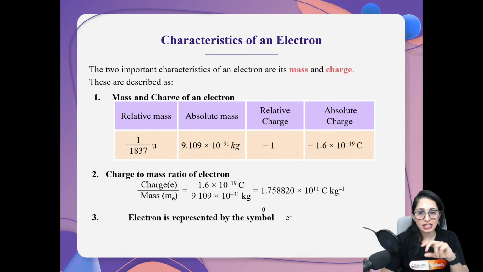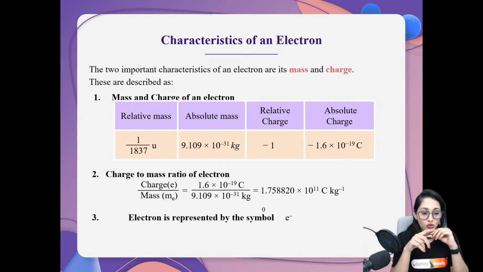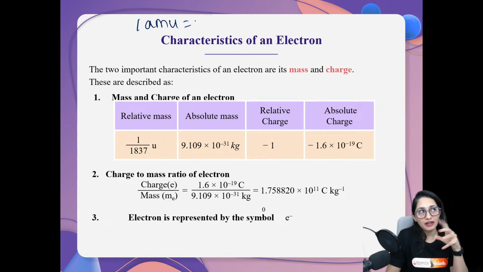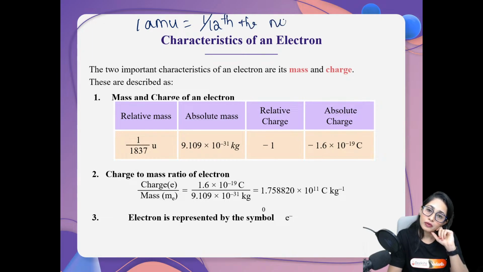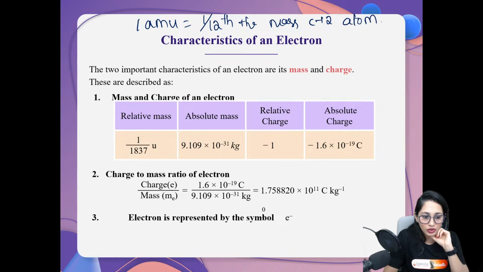So what are the characteristics of electrons here? The mass and charge are given here. It has a very minute mass, it doesn't have a significant mass. Relative mass is 1/1837 atomic mass unit. What is atomic mass unit? 1 AMU, we have discussed this in part 1, Matter in Our Surroundings. It is 1/12 the mass of a carbon-12 atom. This is 1 atomic mass unit.